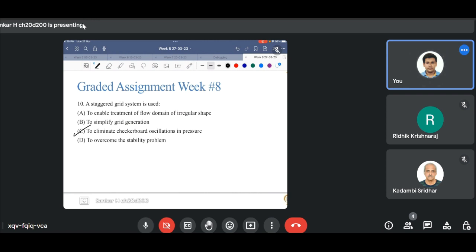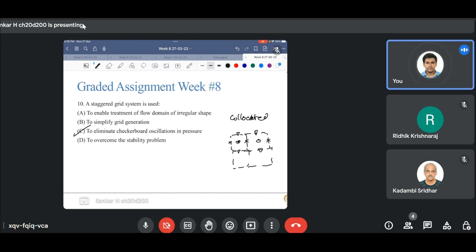oscillations in pressure. If we use a collocated grid or a checkerboard grid, where we find the pressure and the two velocities in the same grid, we will not be able to find a gradient in the pressure variation. Therefore, if we find the pressure over here, we generally find the u velocity over here and the v velocity over here. Similarly, we'll get a grid like as shown in the lecture as well.